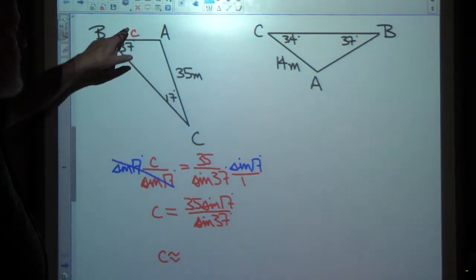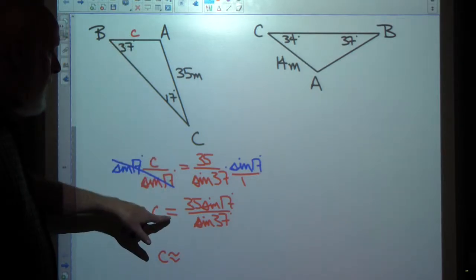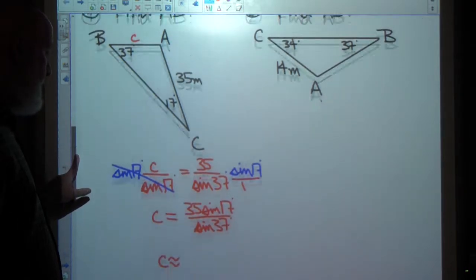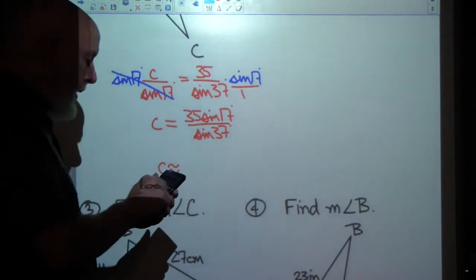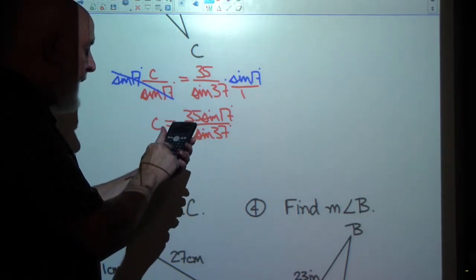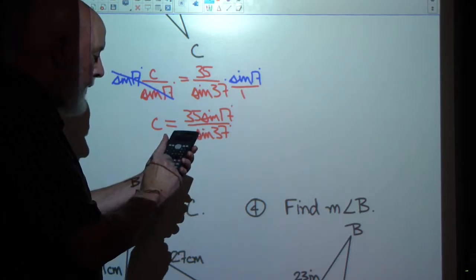Alrighty, so I used the law of sines. I isolated the value that I didn't know, and that is the length of AB. So yay. And that will be 35 sine 17. I'm going to just say equals.